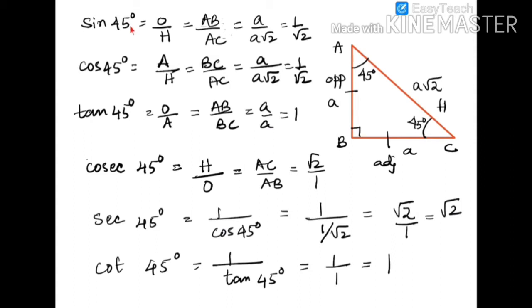Notice that value of sine 45 and cos 45 is equal, 1 upon root 2. Tan 45 degrees and cot 45 degrees also have same values, 1. Cosec 45 degrees and sec 45 degrees also have same values, that is root 2. Hence, these ratios for 45 degree angle are easy to memorize. Let's find the ratios for 30 degree angle and 60 degree angle. For this, let's consider an equilateral triangle which has all 3 sides equal.